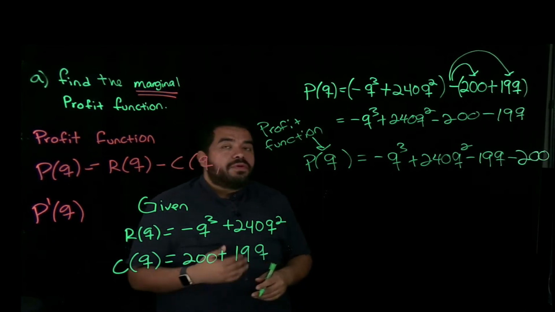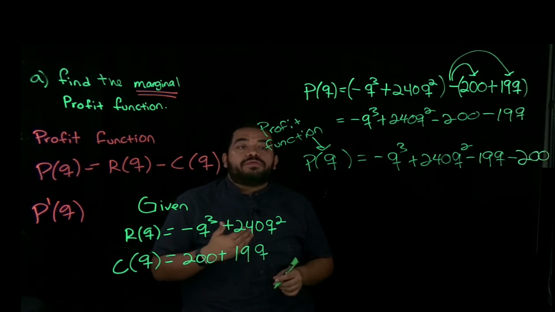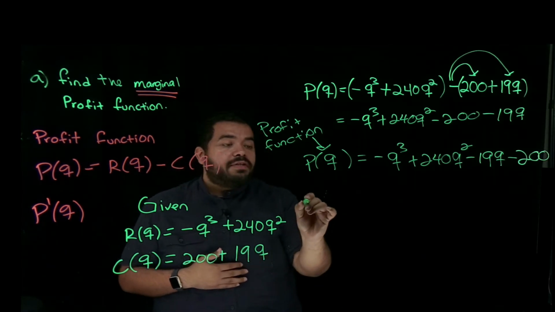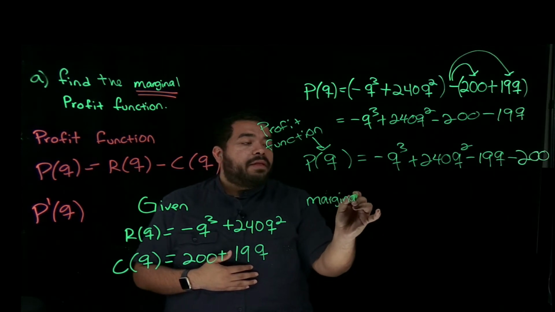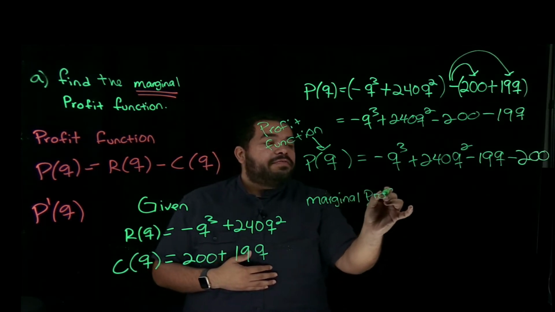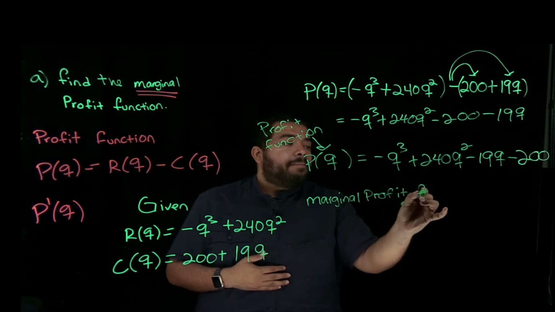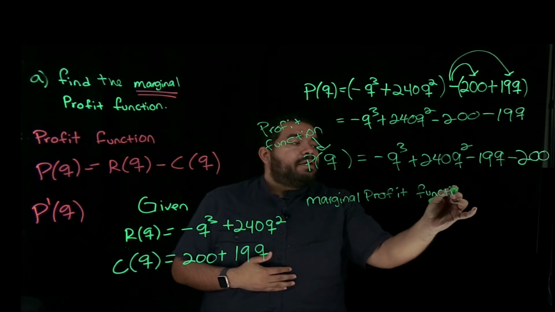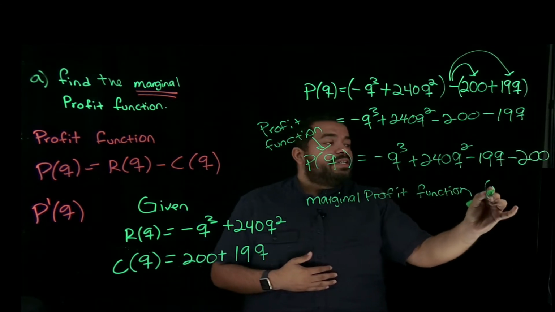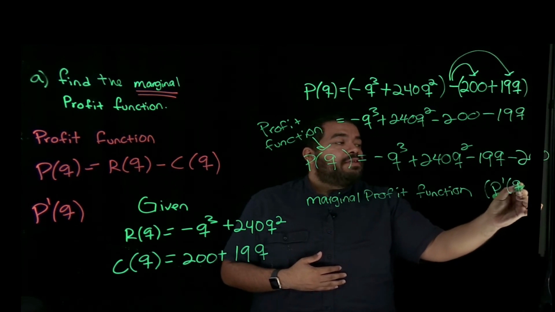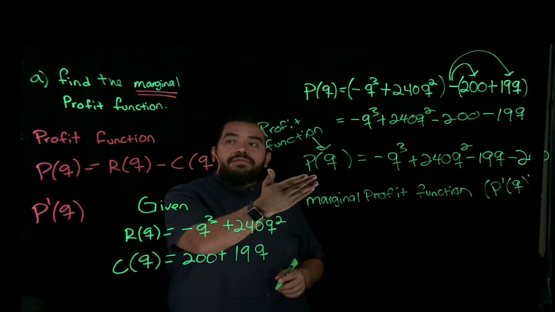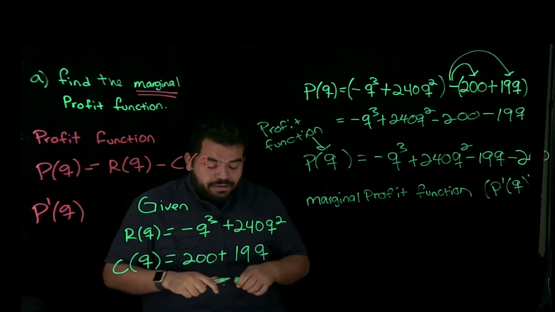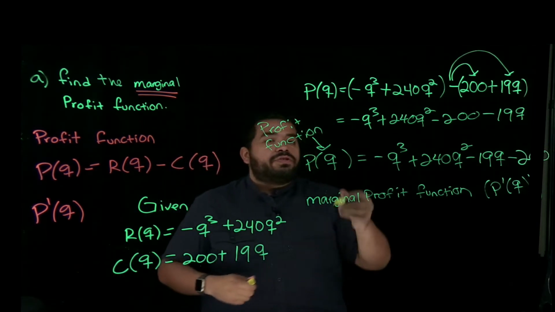Now, if you guys remember, what we were asked to find is the marginal profit function. The marginal profit function is basically the derivative of my profit function. So what I need to do now is take the derivative of what I just found here, and that will be my solution to part A.